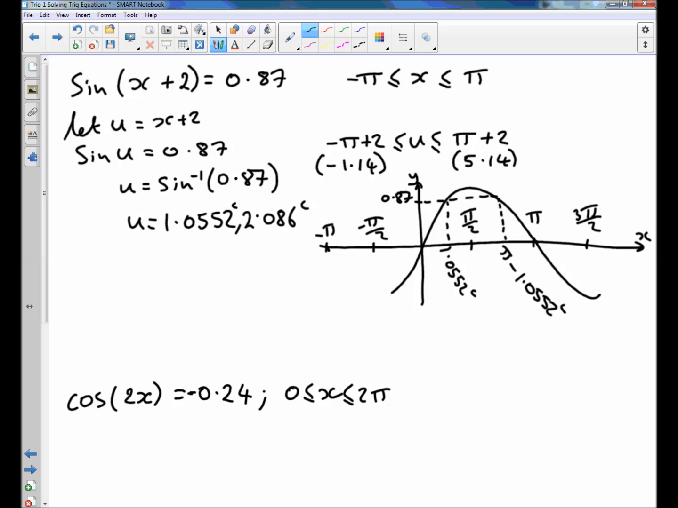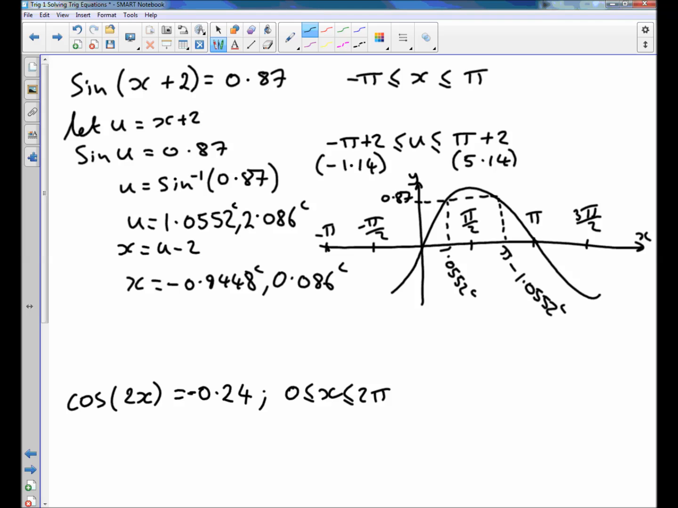If u is x plus 2, then x is going to be u minus 2. So x must be 1.0552, take away 2, so minus 0.9448 radians, and 2.086 radians, so 0.086 radians. An important last step, because it's actually solving the equation. Shockingly often, students forget to do that in the exam. They'll go through, they'll work out u, they'll forget to work out x.